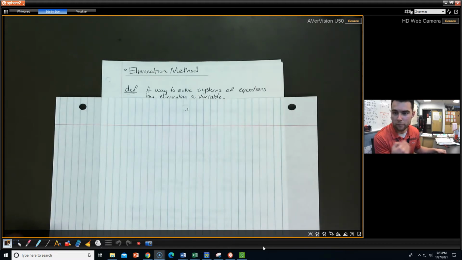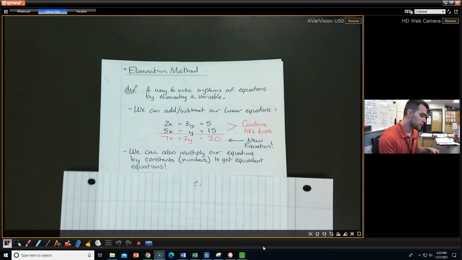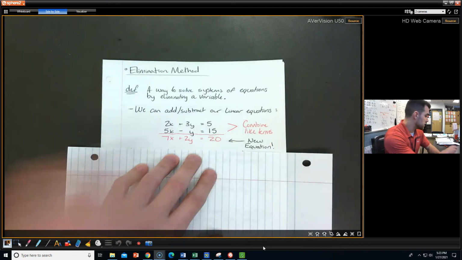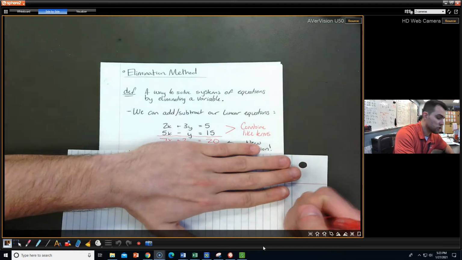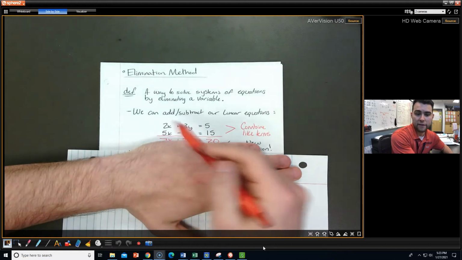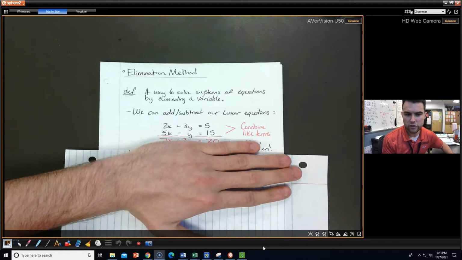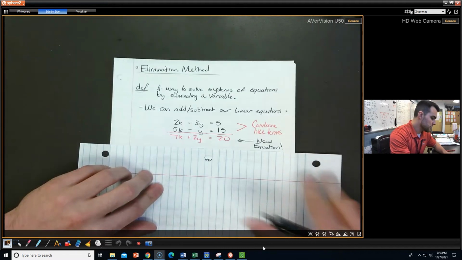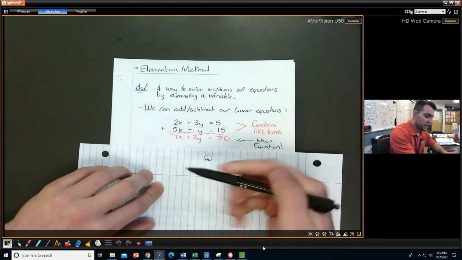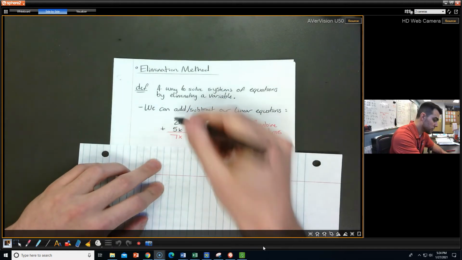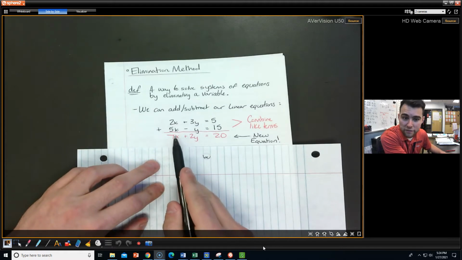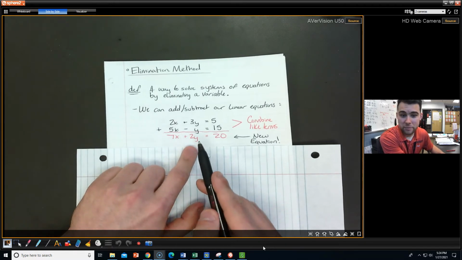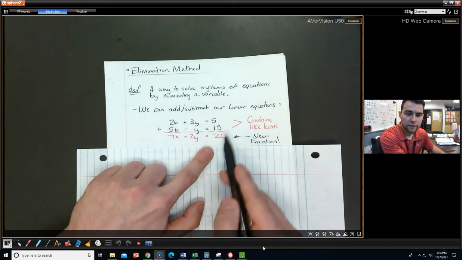So how do we do that? Well, there are a couple of things we need to go over. First of all, when we have linear equations, let's say I have 2x plus 3y equals 5 and 5x minus y equals 15. What I can do is add my equations and combine like terms. So I add my x's: 2x plus 5x gives me 7x. 3y minus y gives me plus 2y. And 5 plus 15 gives me 20.